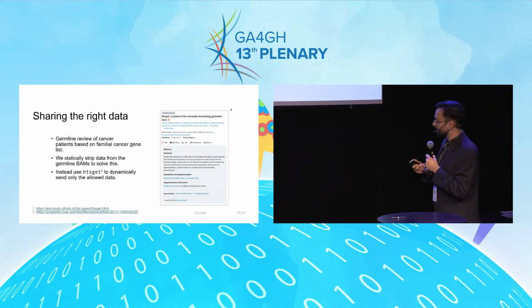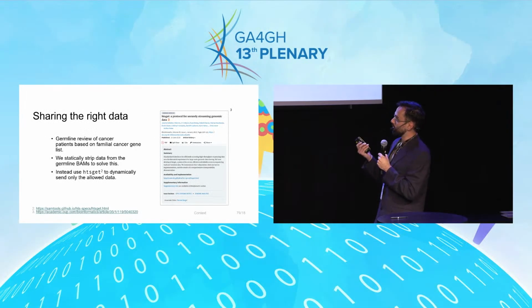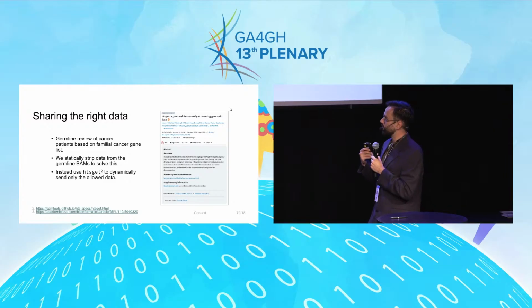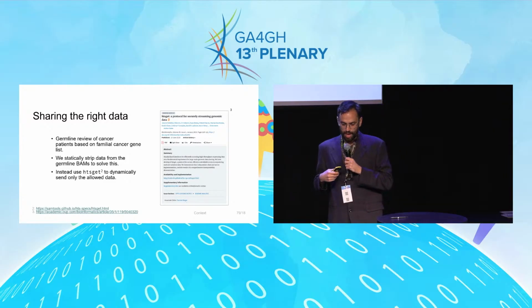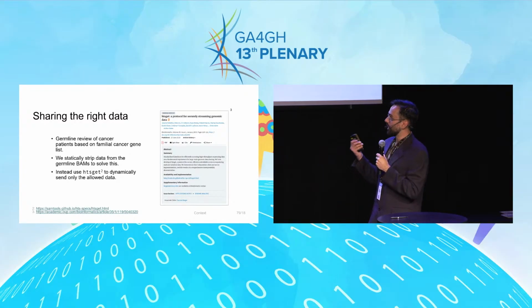So a bit of context. We have a curation team analyzing files like BAMs and VCFs that come out of the sequencer. They run through the pipelines and workflows, and they get output, and then they get analyzed, and that informs the cancer treatment diagnosis. One kind of analysis that they do is a germline review of cancer patients based on a familial cancer gene list. In this list, the intent is that they should only be able to see the genes that are allowed based on that list.